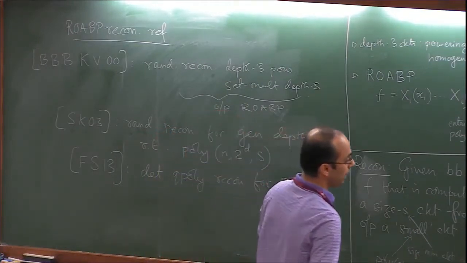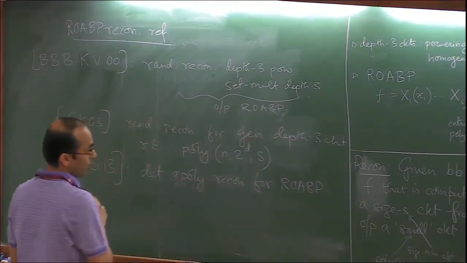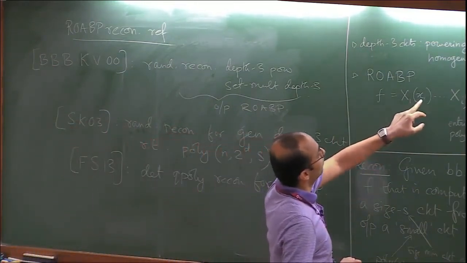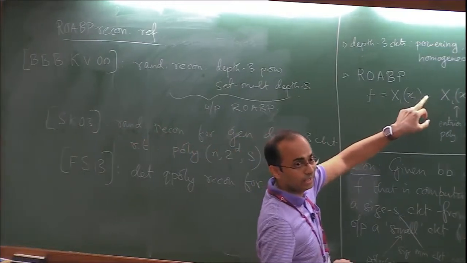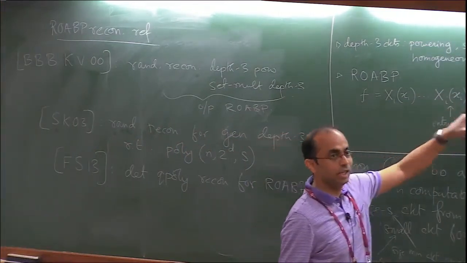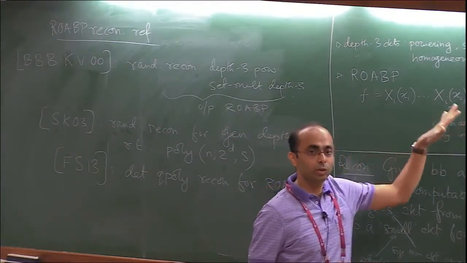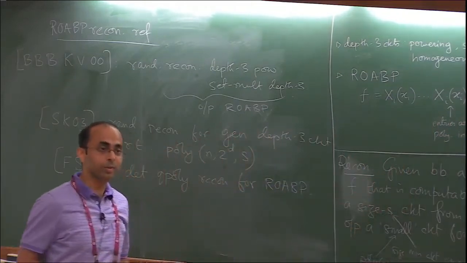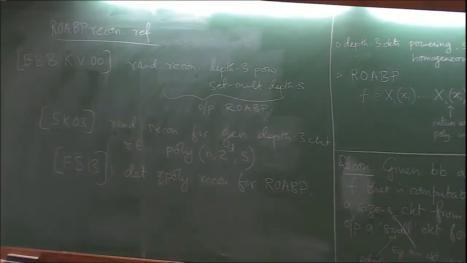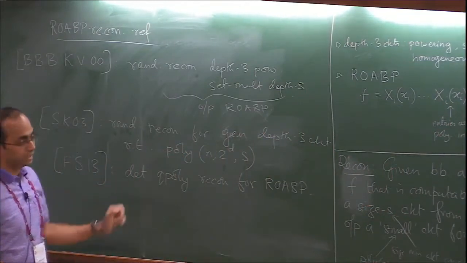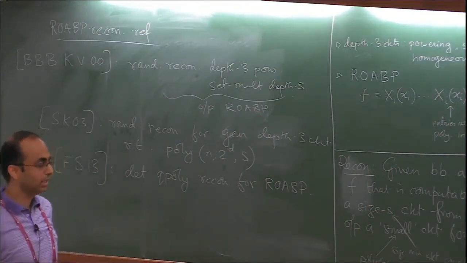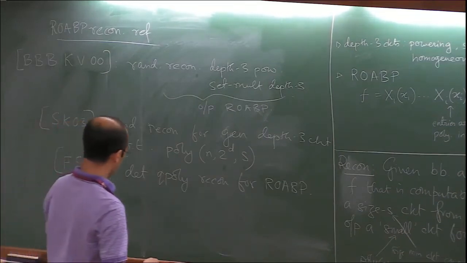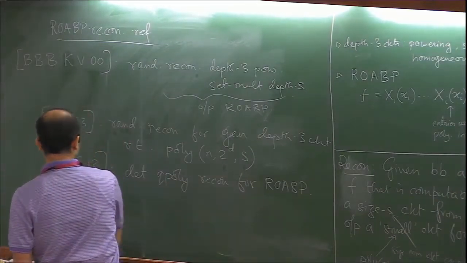PIT for ROABP. I should stress one thing: the way we defined ROABP, the first matrix depends on x1, the second on x2, and the last on xn. So in this sense, the variable ordering is known and fixed, x1 through xn. Right? You can also talk about ROABP with unknown variable ordering, and there the reconstruction is not too immediate. It should be possible, but I'll come back to it in the later half, towards the end of the talk.